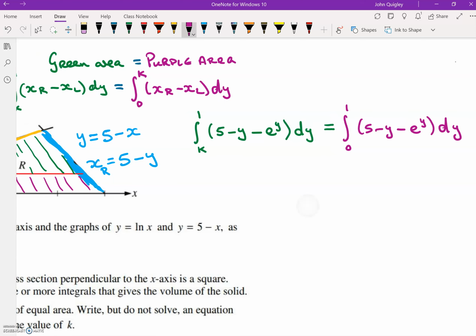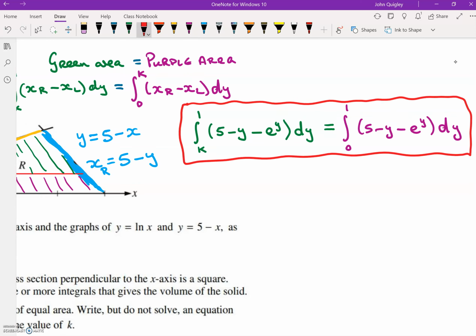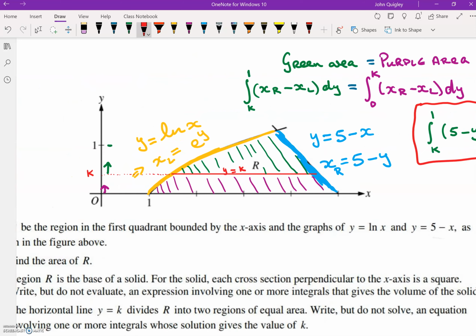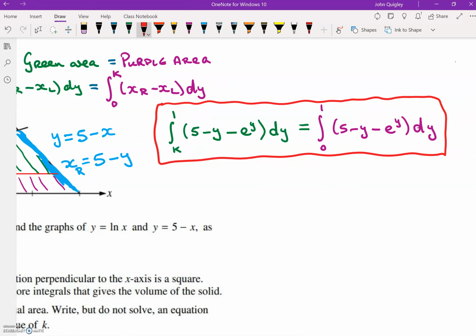Okay, so this is the approach, and that's it. By the way, that's the answer. That was what we had to do in this entire question. We had to write, but do not solve, an equation involving one or more integrals. The solution gives the value of k.